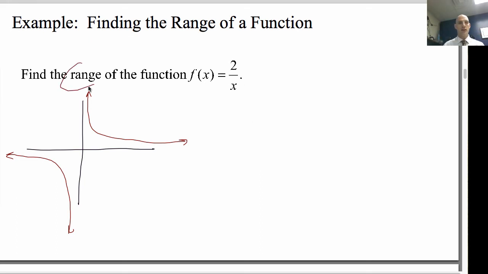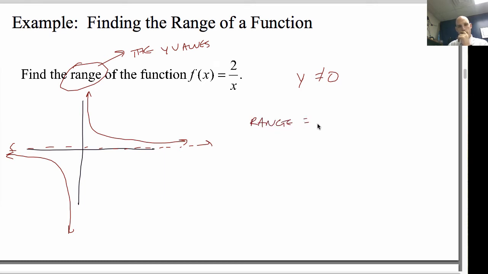And so the range is the y values. So to think about y values would be like, where does the graph touch? Okay, so it touches all this, but what doesn't it touch? So y can't equal 0, right? So there's this asymptote at 0 right here. We're going to talk about asymptotes in just a minute. So this is asymptote at 0. So my range, all real numbers, except 0.